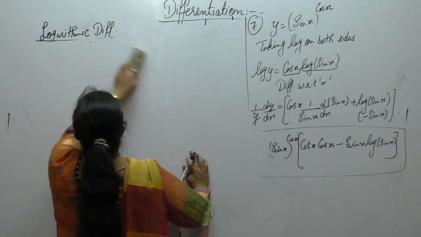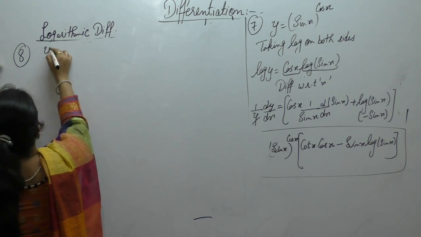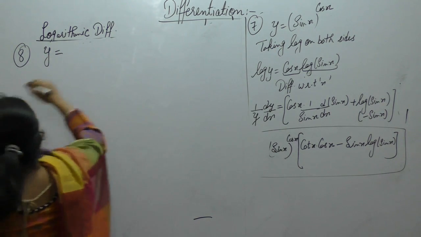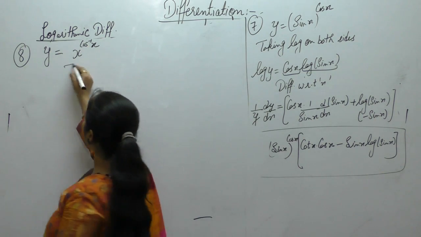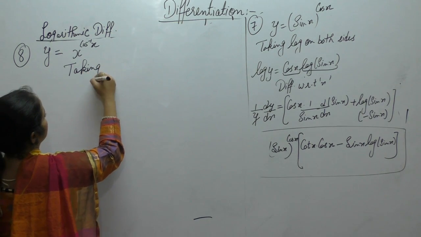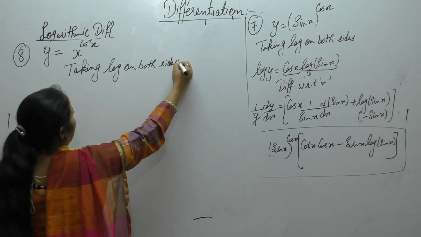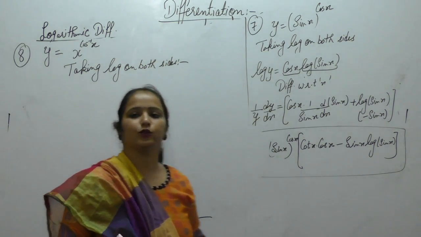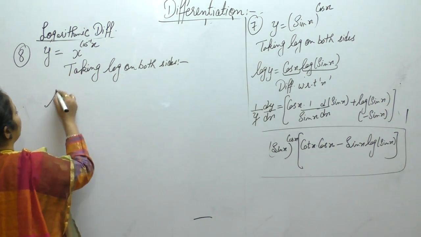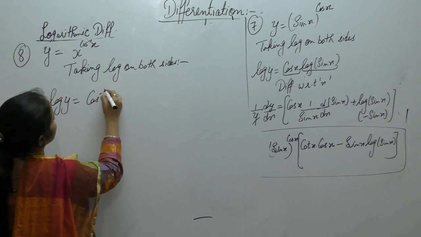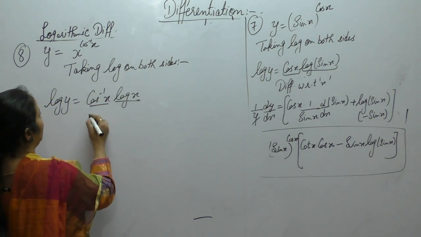Now the next one, question number 8, y is equal to x power cos inverse x. Taking log on both sides. जब भी हमारे पास वेरिएबल की पावर कोई वेरिएबल है तो हमें टेकिंग लॉग लेके उस डिफरेंशिएट को डेरिवेटिव को सॉल्व करना है. Log of y is cos inverse x log of x. अगेन प्रोडक्ट में टू फंक्शंस u एंड v रूल.